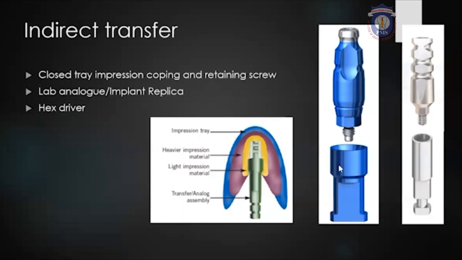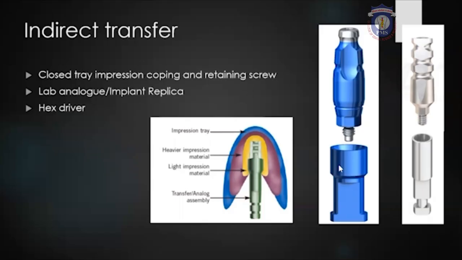So what is indirect transfer? Indirect transfer is known as the closed tray impression technique. For doing a closed tray impression technique, we need a particular type of impression copings. They are basically used to transfer the position of the implant into the impression. As the name denotes, closed tray, we will be using an impression tray which is closed above the implant. That is a normal impression tray as we use for a normal crown impression.